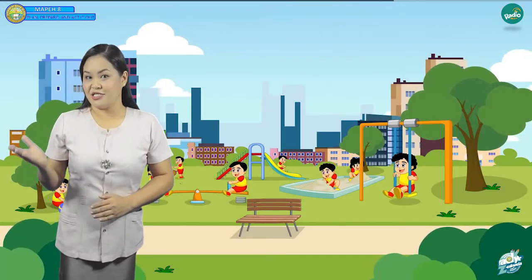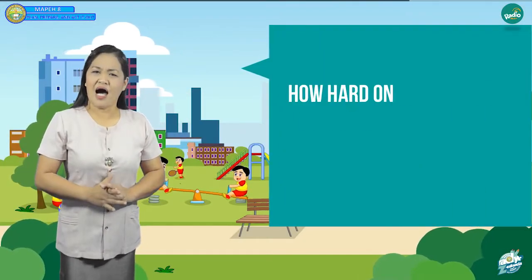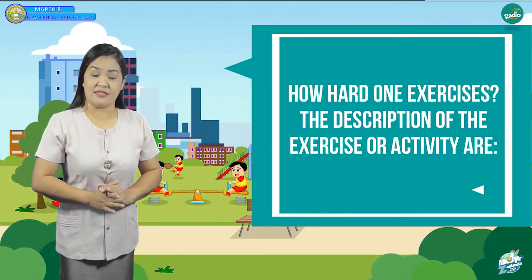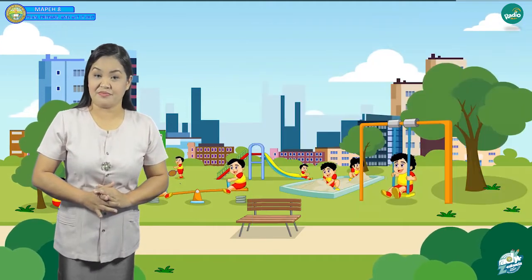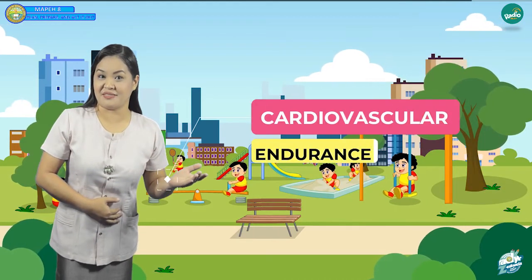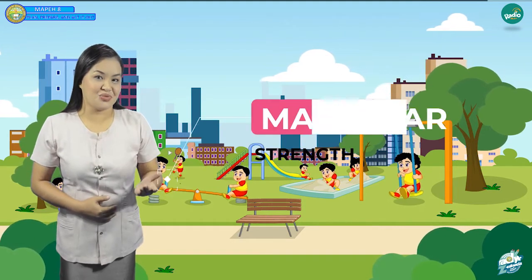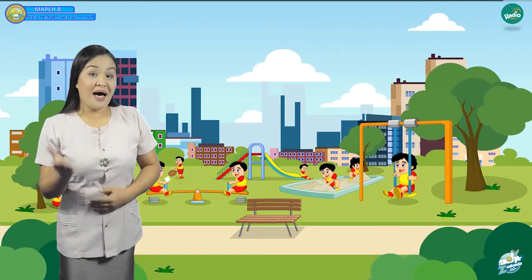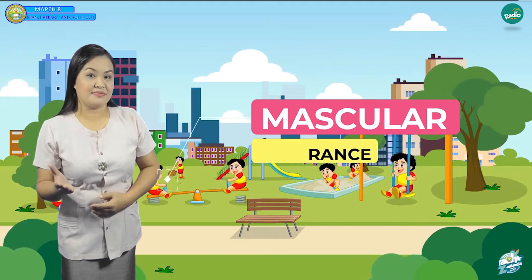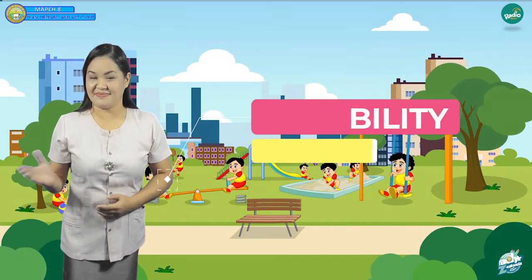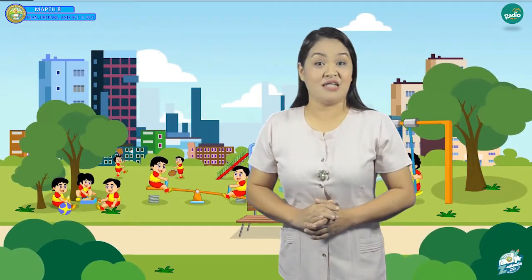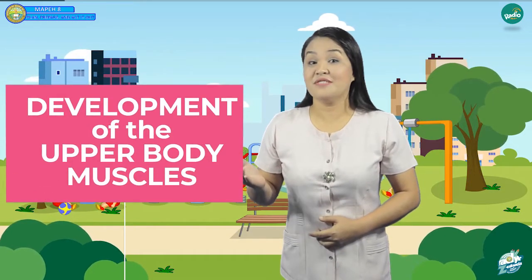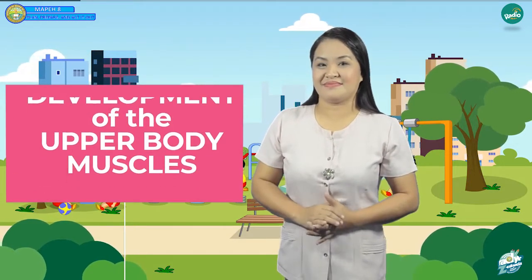T stands for type. What kind of exercise one does. The description of the exercise or activity are cardiovascular endurance, muscular strength, muscular endurance, flexibility. Try to observe the given example. This focuses on the development of the upper body muscles.